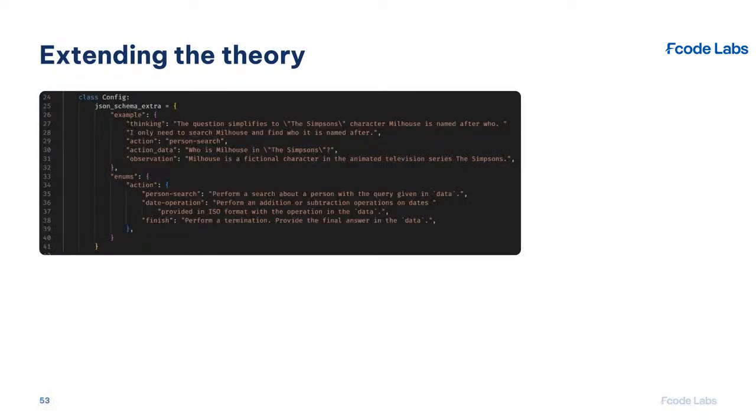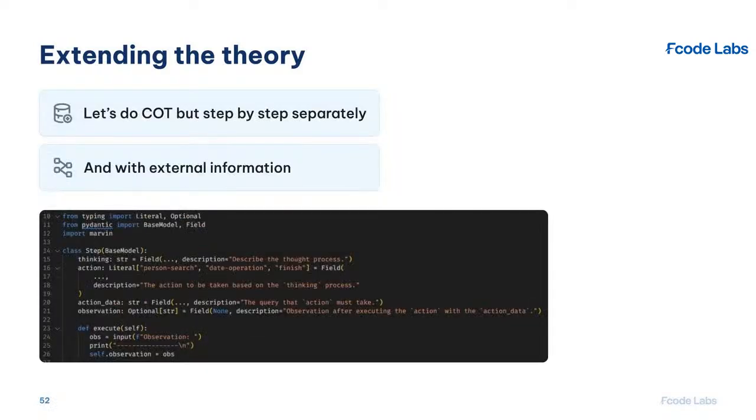In the model configuration, this is a little bit of a complex task. I send the example also. So in the example, I have a thinking like this, and the action the LLM suggests is person search, and who is Milhouse in Simpson. Since it's the action data and observation, it's saying that it's a television character. And we can send any kind of data with the JSON schema extra field. We send the enum to explain the actions we have.